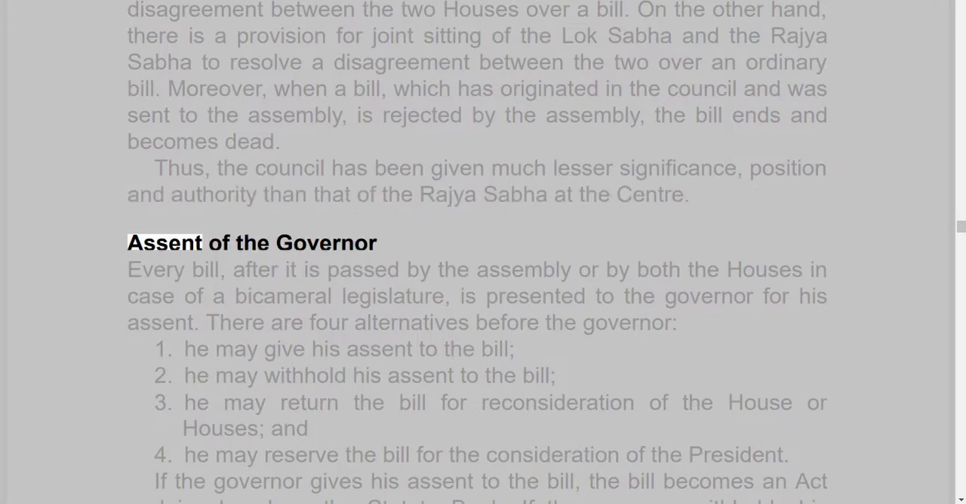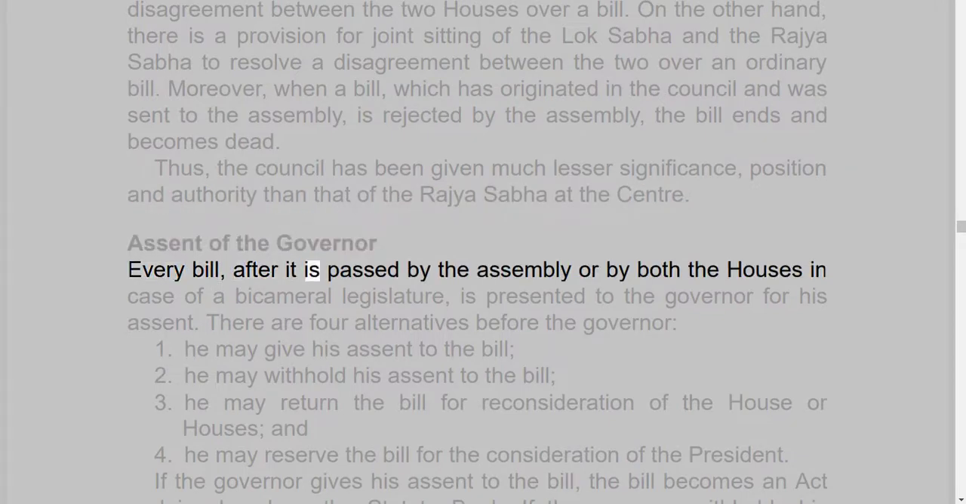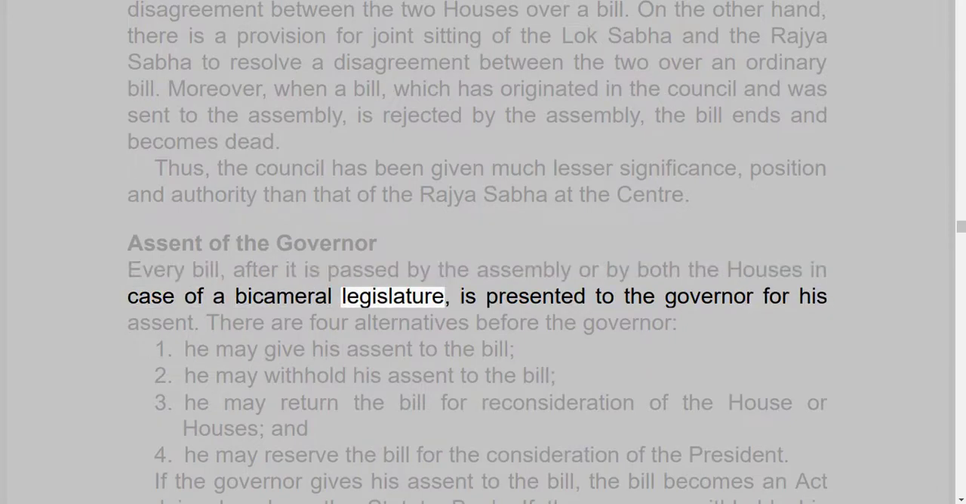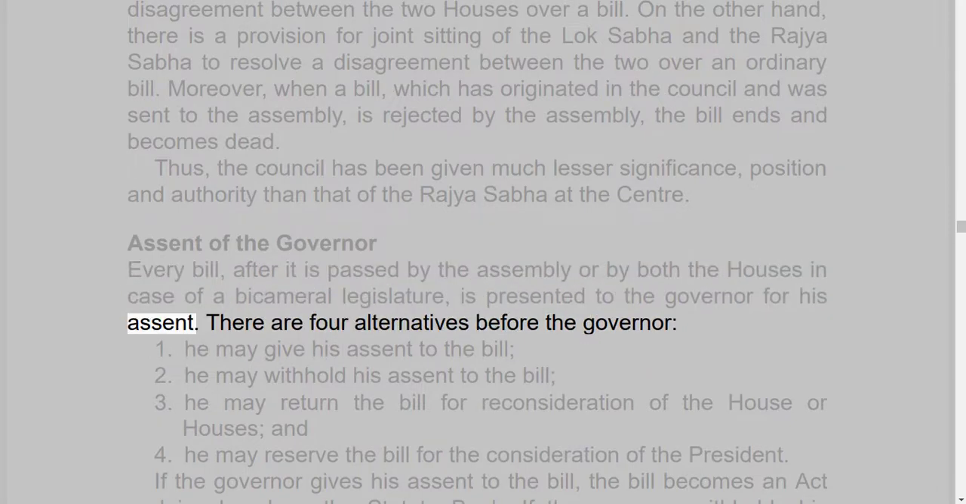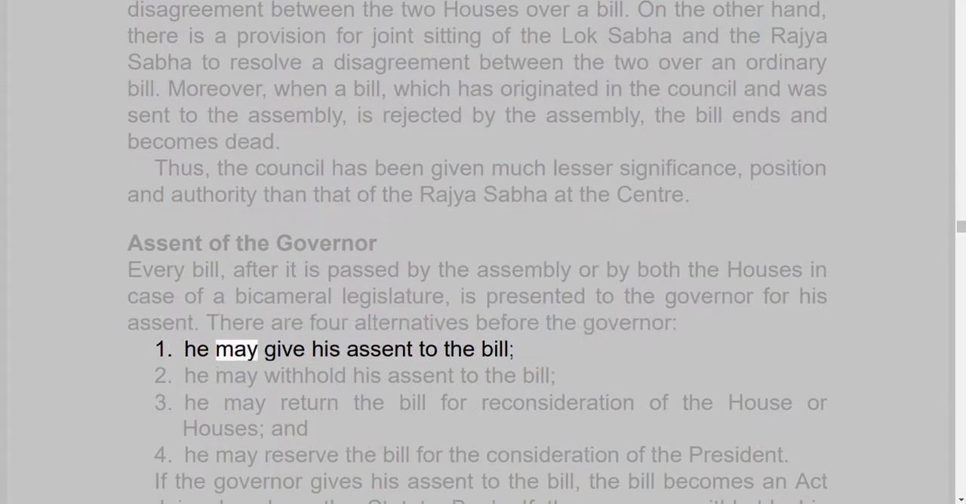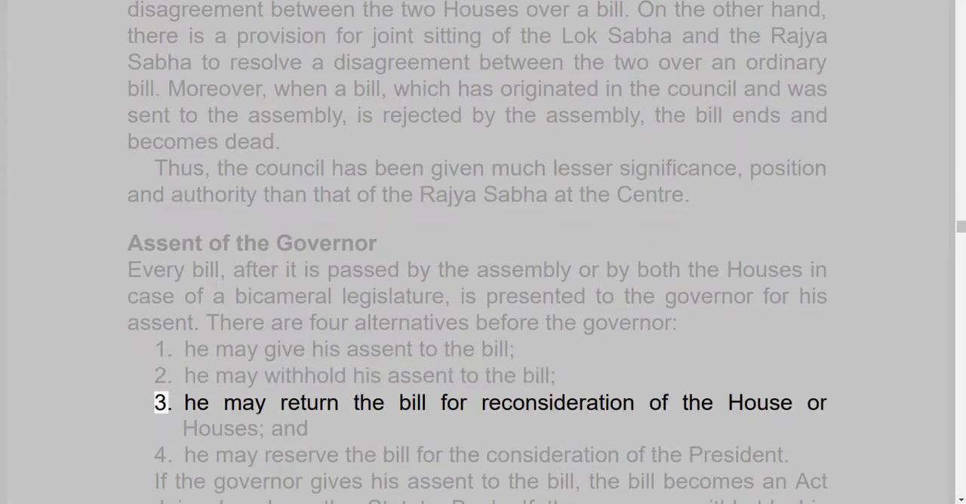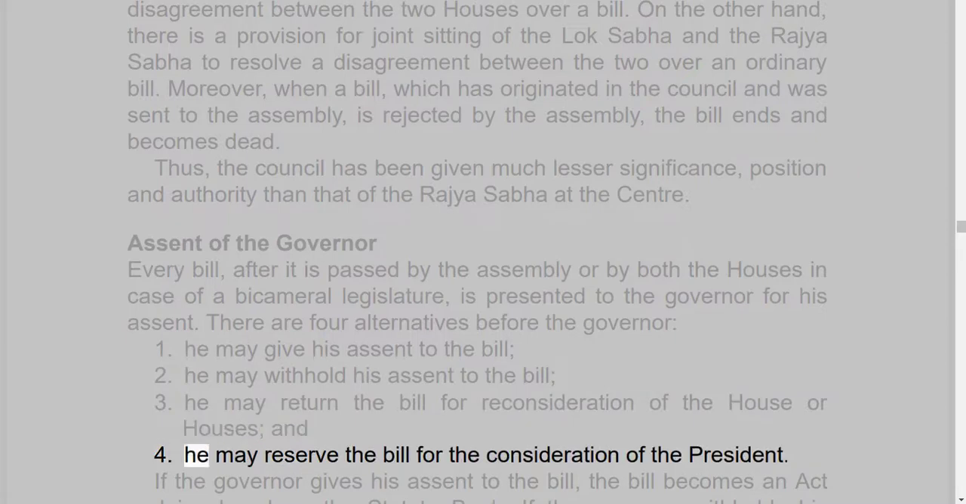Assent of the Governor. Every bill, after it is passed by the Assembly or by both the houses in case of a bicameral legislature, is presented to the governor for his assent. There are 4 alternatives before the governor. 1. He may give his assent to the bill. 2. He may withhold his assent to the bill. 3. He may return the bill for reconsideration of the House or Houses. And 4. He may reserve the bill for the consideration of the President.